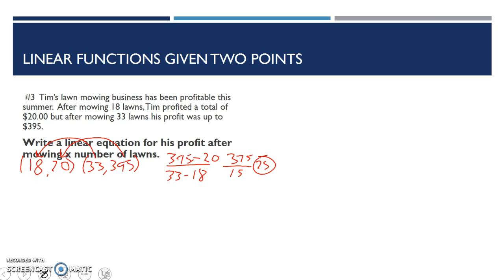That's his slope. He makes $25 every lawn that he mows, but it doesn't make sense if after 18 lawns he only made 20 bucks. Well, that's because he had some expenses at the beginning. And so let's figure out what this is.